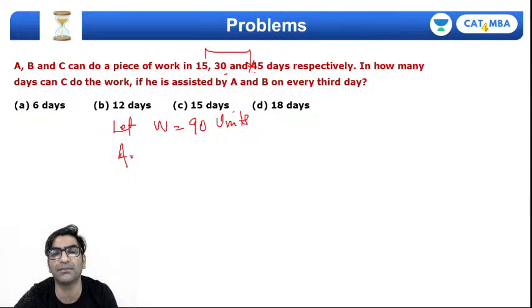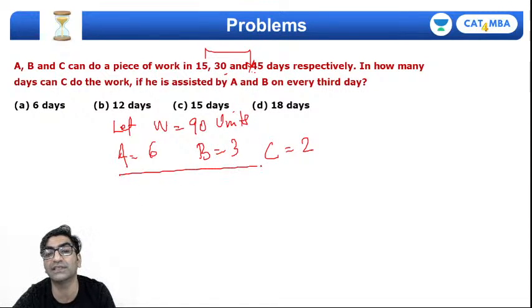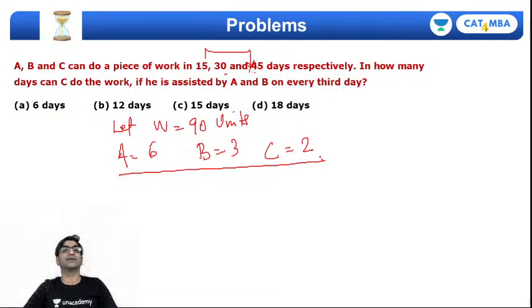And so A's rate will be 15 times how much is 90? 15 times 6 is 90. B's rate will be 30 times 3 is 90. C's rate is 45 into 2 is 90, right? So these are respectively the rates A, B and C for the 3 people, right? So how long will C take to do the work?